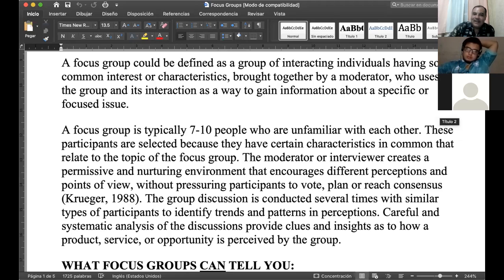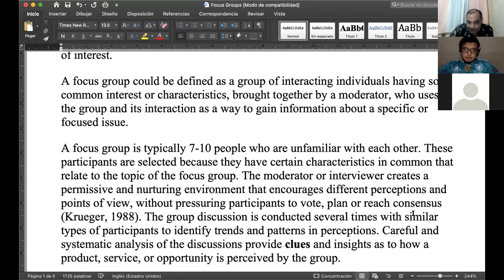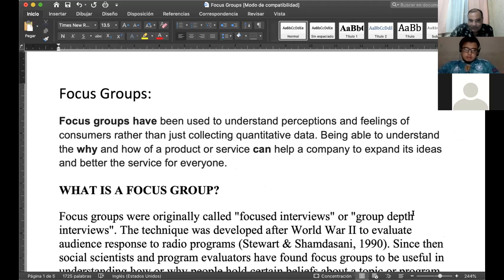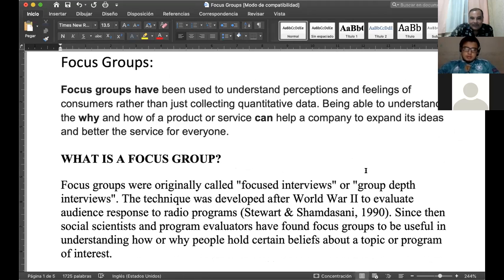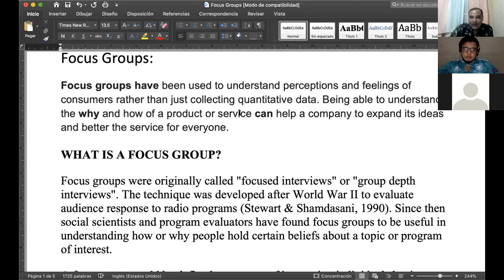Okay, do you have any questions about vocabulary? Clues? Yes. Here. Clues, pistas. Can we start at the top? Right over here, there are a lot of words. Okay, go ahead. Yes, let me know.